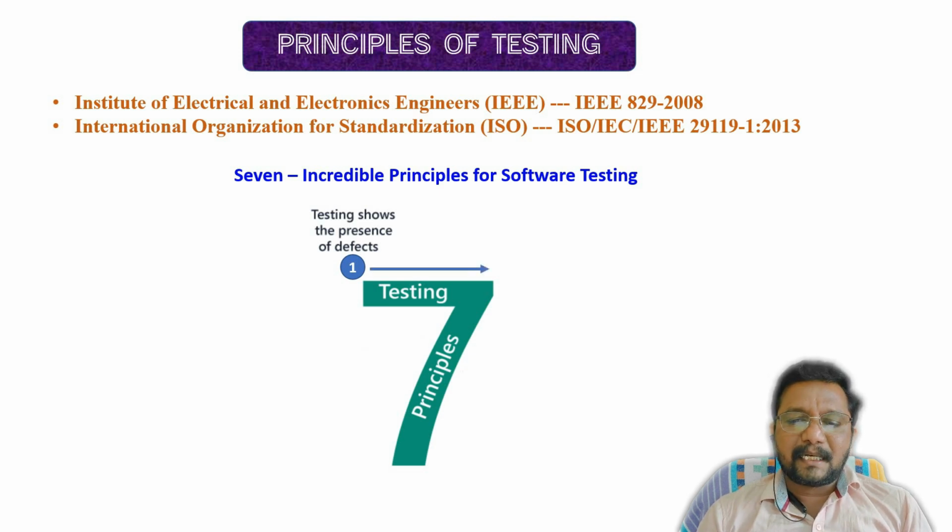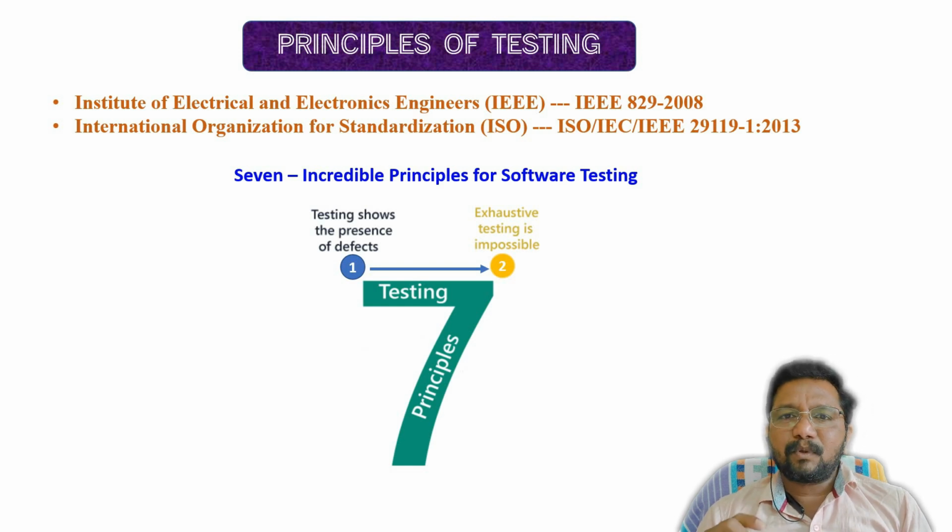And the second principle is that exhaustive testing is impossible. We cannot test a product exhaustively. Exhaustive testing means all the possible features can be tested. For example, I'll give you one small example: there is a password field. We have to test whether the password field is working properly or not. That particular password field has a combination of alphanumeric characters. That means what?